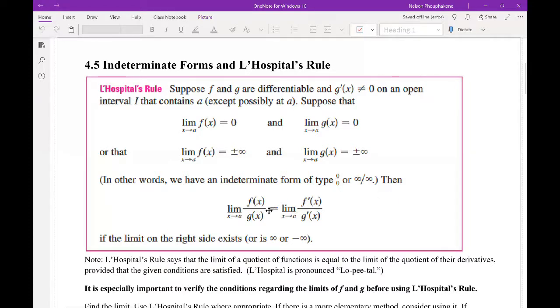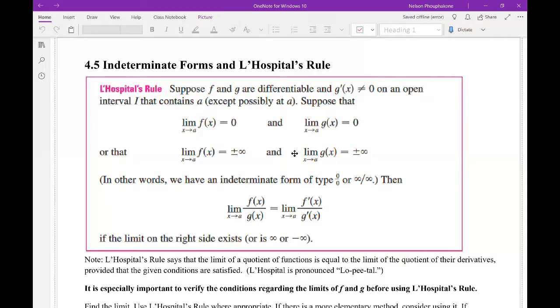Then in this case, the limit as x approaches a of f of x over g of x is equal to the limit as x approaches a of f prime of x over g prime of x, if the limit on the right side exists. Now, here is the L'Hopital rule. Remember, the L'Hopital rule is not the quotient rule. We are not applying the quotient rule. Basically, if we have a limit of f of x over g of x, it is the same as the limit of f prime of x over g prime of x. So we just take the derivative of the f function over the derivative of the g function. Okay, so this is the idea about the L'Hopital rule.